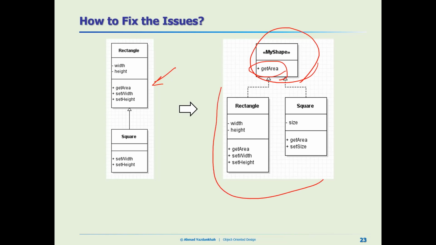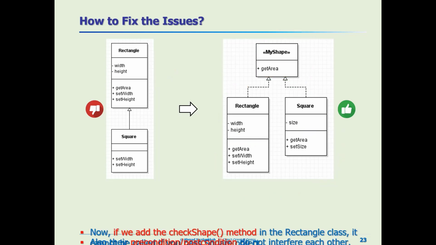So now what happened here? These two guys are now siblings, not parent and child. Okay, so what would happen? If you add any method here, the square won't get it because it's not an inheritance relationship anymore. And for the postconditions and preconditions, we have a strong conclusion for that.